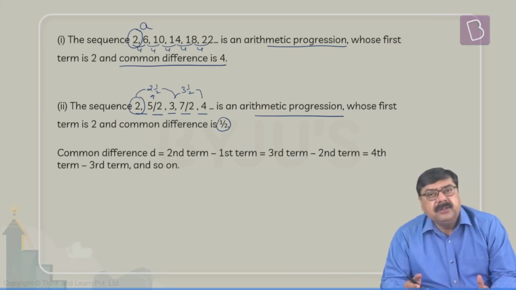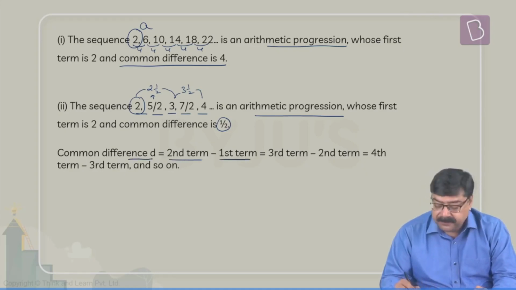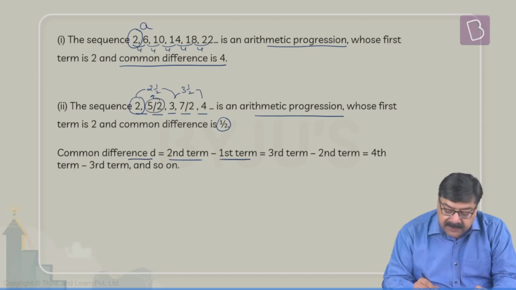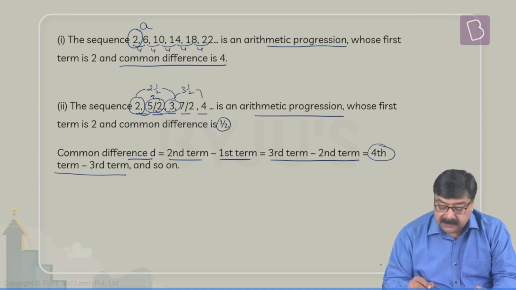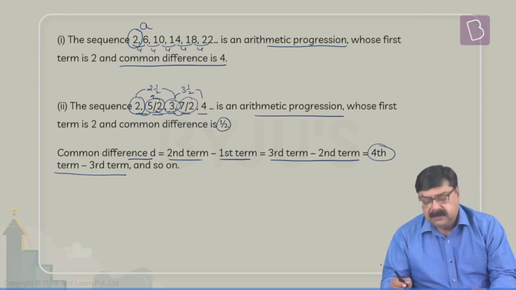So how do you find out this common difference? Well, common difference D is second term minus first term, that is, in this case, 5 by 2 minus 2. Third term minus second term, that is, in this case, 3 minus 5 by 2. And fourth term minus third term, that is, in this case, 7 by 2 minus 3, and so on.